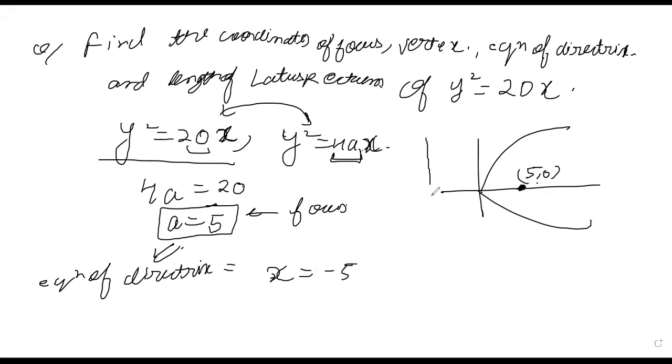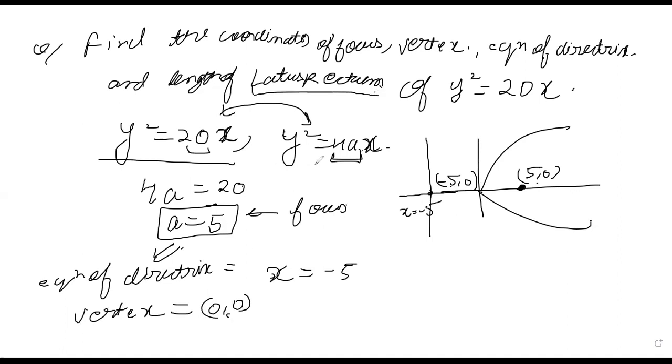So minus 5 will somewhere look like this. x equals minus 5. Coordinates will be minus 5 comma 0. Okay. What will be the vertex of this parabola? 0 comma 0. And what will be the latus rectum? Would it be 10 or minus 10? The length of the latus rectum can never be negative. Length is always positive.